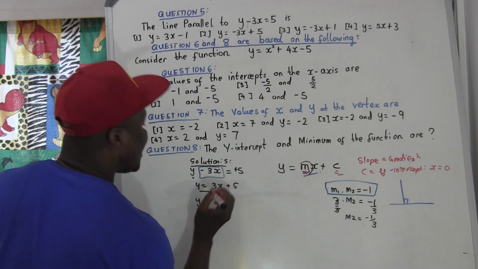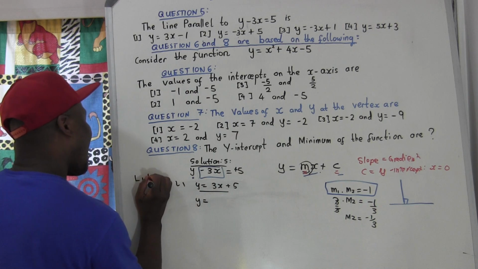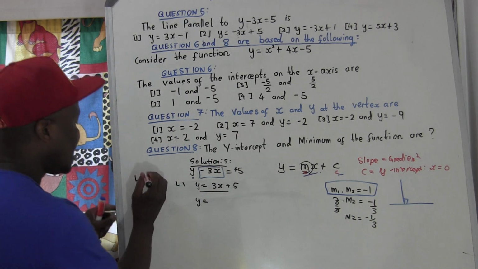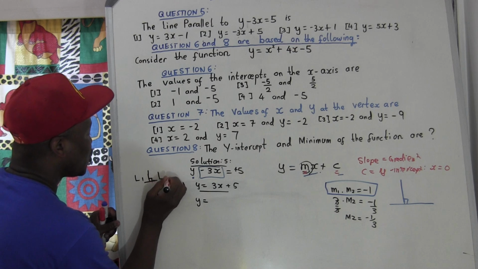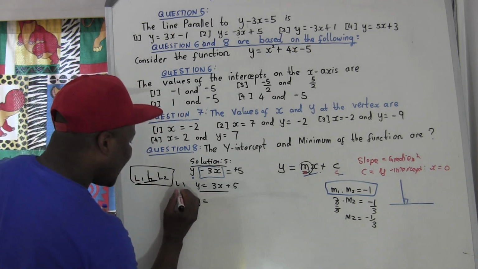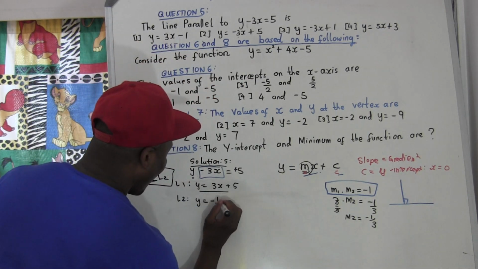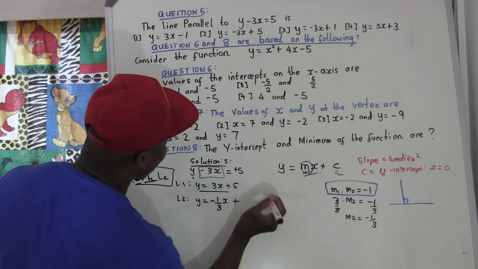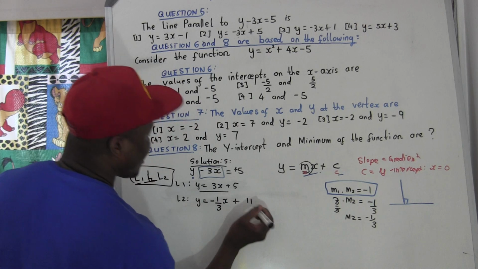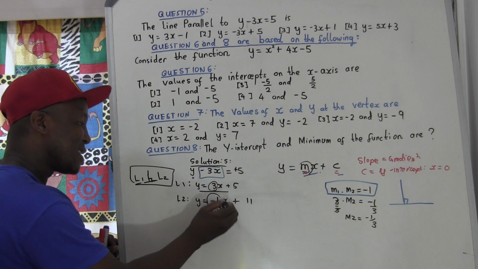So if line 1 is perpendicular to line 2, then the slope of line 2 equals -1 over 3, and then here you write x. You can add any number, it doesn't matter. Let's say 11. Why? Because if I take this slope and multiply it by this slope, it must equal -1.